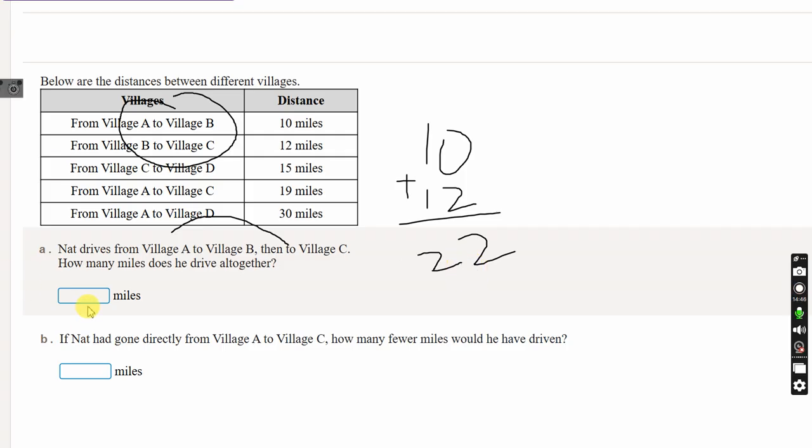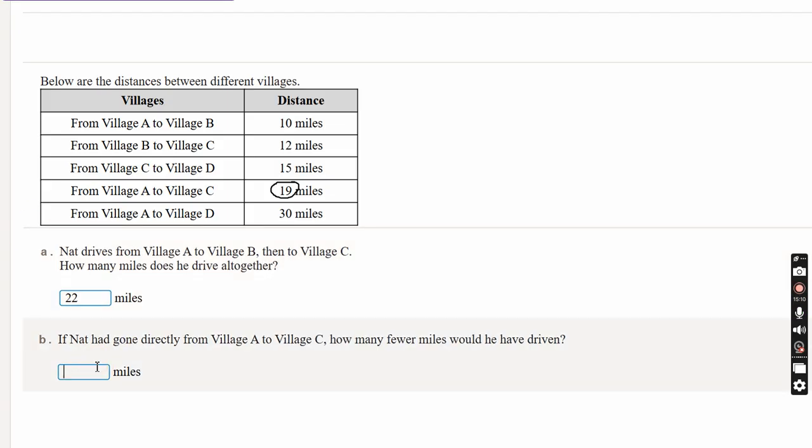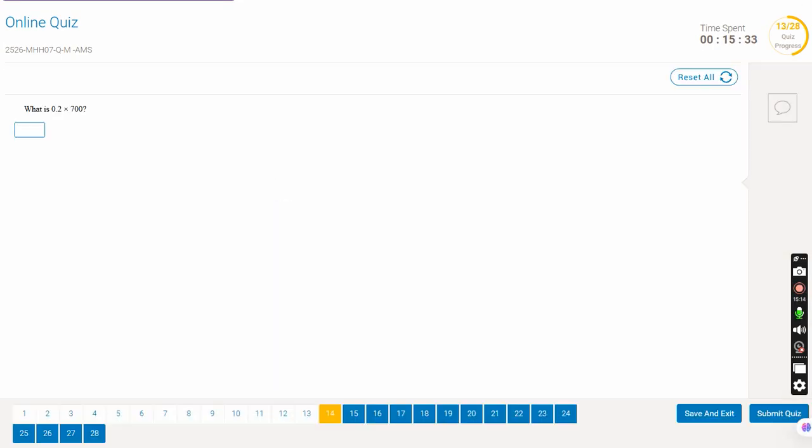So what is it all together? And the next one, they're saying if Nat had gone directly from village A to village C, how many fewer miles would he have driven? So if he went directly from A to C, it was 19, right? So how many miles less was it compared to the first one, where he went from village A to village B and then to C? So it'll be 19 and 22, that's about it. So that'll be 3 miles less if he had driven directly from village A to village C.